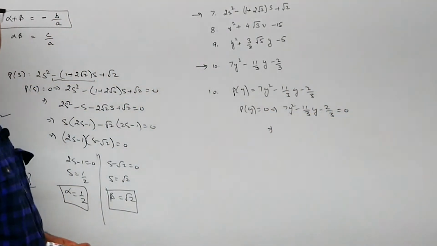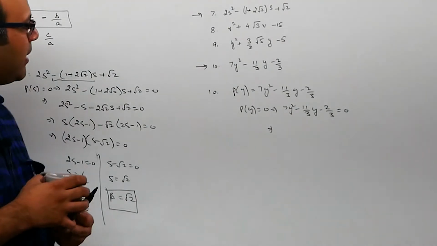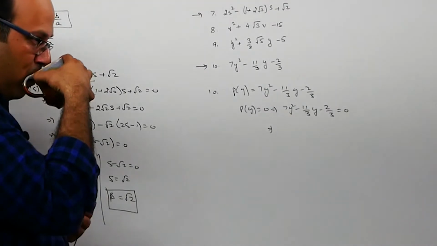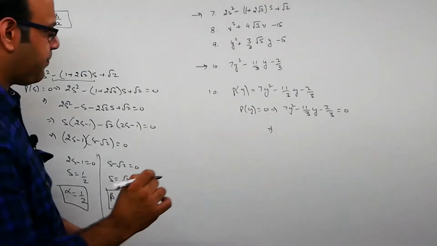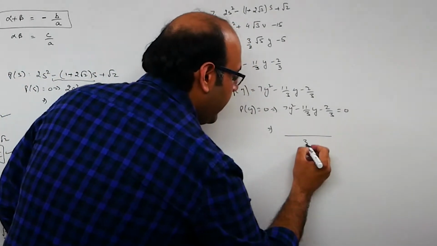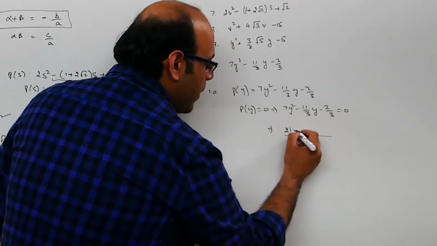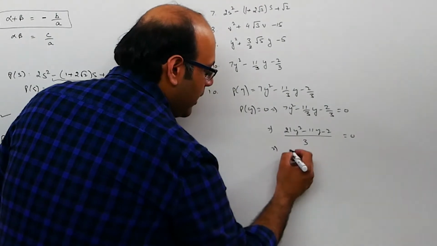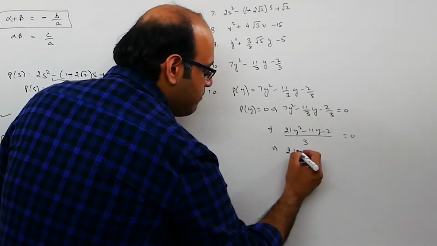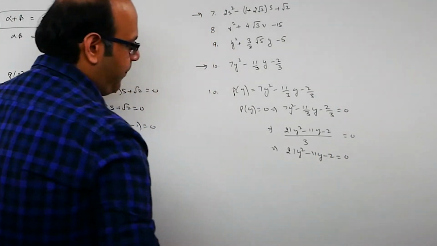I can take the LCM on the LHS. अगर मैं LHS में LCM ले लूँ, LCM कितना आएगा इसका? LCM 3 आना चाहिए, right? So I'll get 3 as the denominator, LCM of the denominator. It's going to be 21y square minus 11y minus 2 equals 0. The final polynomial is 21y square minus 11y minus 2 equals 0.